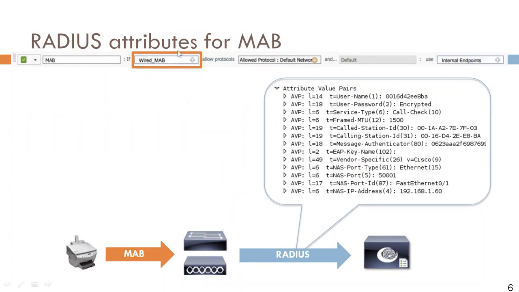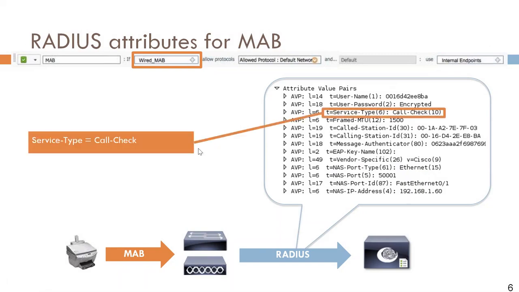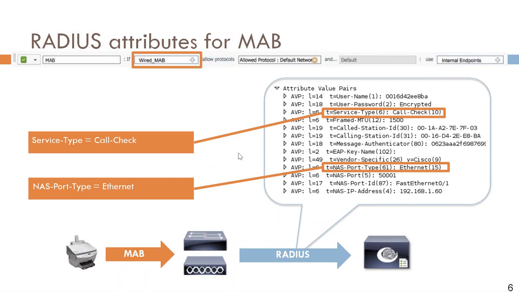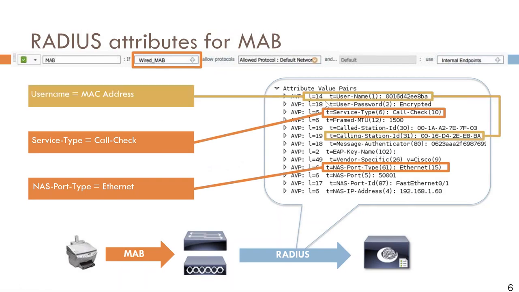Then suppose we are writing a policy for wired MAB. This time we have the authentication policy here. For wired MAB, you can see again the username. For a MAC address policy, the username is not that mandatory. Then what next will we check? We'll check the service type. For MAB, the service type should be Call Check. Then we see 61, that is Ethernet. So for both dot1x and MAB, the NAS port type 61 is Ethernet. Let me show you these things in the diagram as well. The service type is Call Check, the NAS port type is Ethernet, and the username is the MAC address, because this is MAC address based authentication.